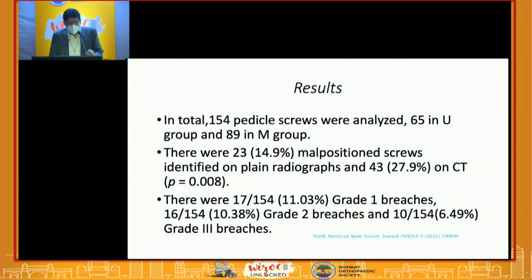You can see here that 23 malpositioned screws, that's 14.9%, were identified on the plain radiographs, and 43, that is 27.9%, on the CT. So that means 1 in 4 screws was actually malpositioned if you looked at the CT. Of these, there were 17 grade 1 breaches, 10% grade 2 breaches and 6% grade 3 breaches. The grade 3 breaches are the significant ones actually.